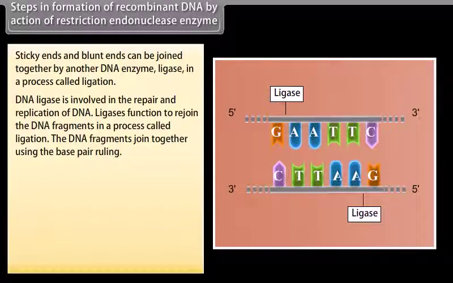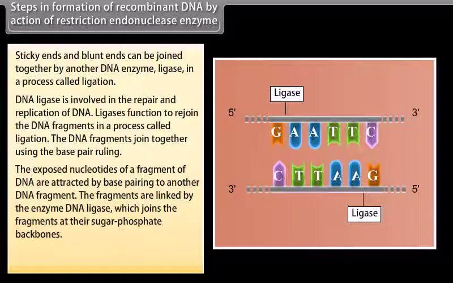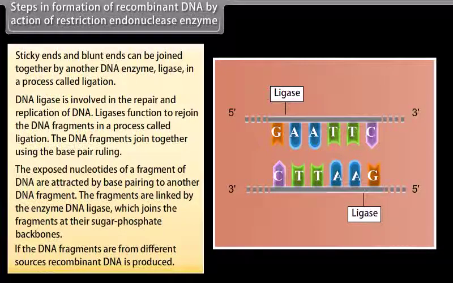The DNA fragments join together using the base pair ruling. The exposed nucleotides of a fragment of DNA are attracted by base pairing of another DNA fragment. The fragments are linked by the enzyme DNA ligase, which joins the fragments at their sugar phosphate backbones. If the DNA fragments are from different sources, recombinant DNA is produced.